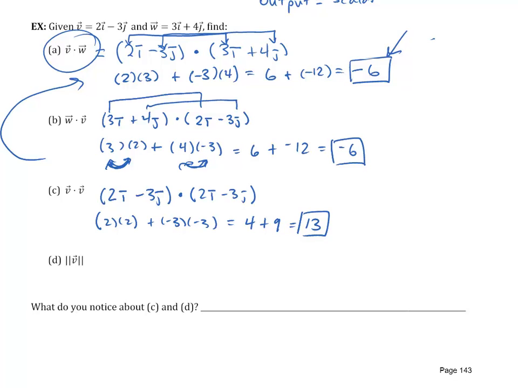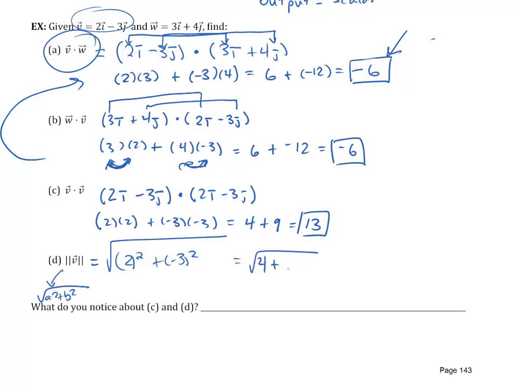Now, that doesn't seem so interesting until you look at what we have called the magnitude of a vector from earlier introductions to vectors. Do you remember how you find the magnitude of a vector? It would be the square root of a squared plus b squared. So you end up with the square root of 2 squared, because that's the v from up here, plus a negative 3 squared, or the square root of 4 plus 9, which is equal to square root of 13.